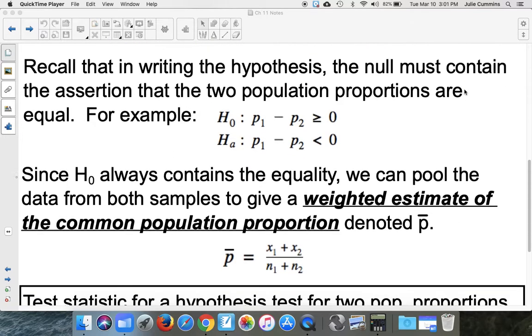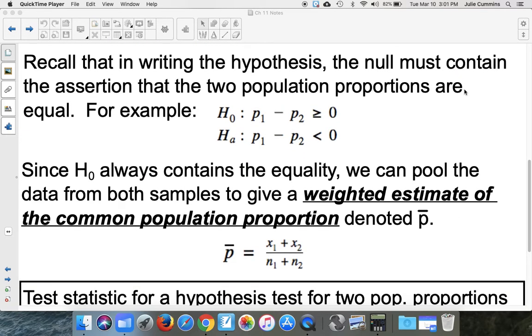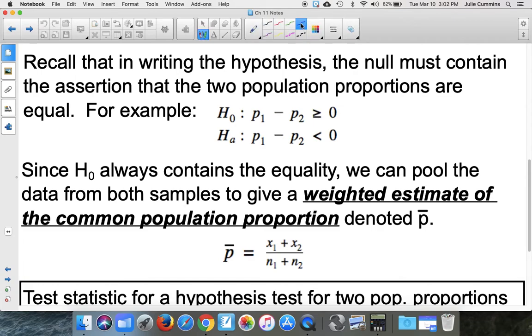Also a reminder that the null has to have the equality sign in it. So we can write it like this, which is what your book does primarily, with the subtraction, or we can write it as p1 is greater than or equal to p2, and this one would be less than p2. This second way is going to be more common for us doing this problem because that's the way the calculator language tends to work. But this other one's helpful, and it's very similar to what we've been doing with means.